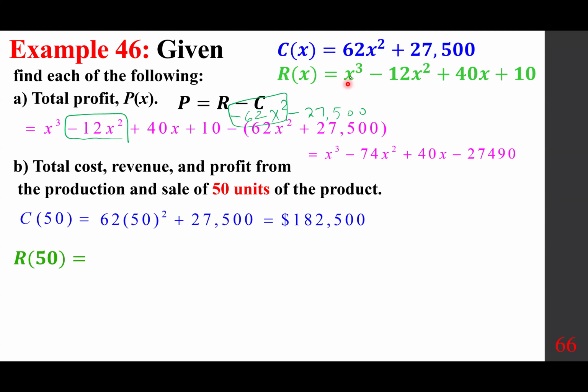For the revenue, 50 cubed minus 12 times 50 squared plus 40 times 50 plus 10. And that gives us $97,010.